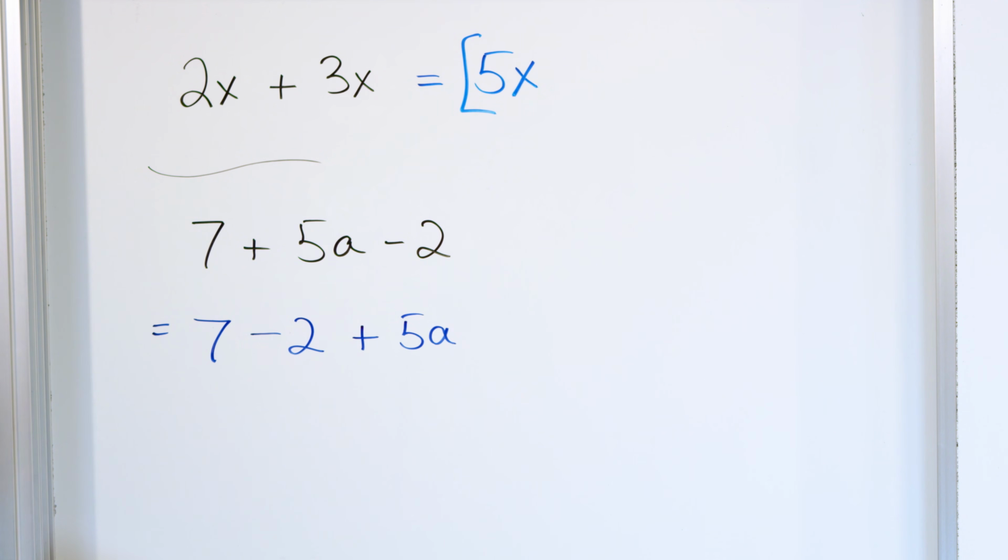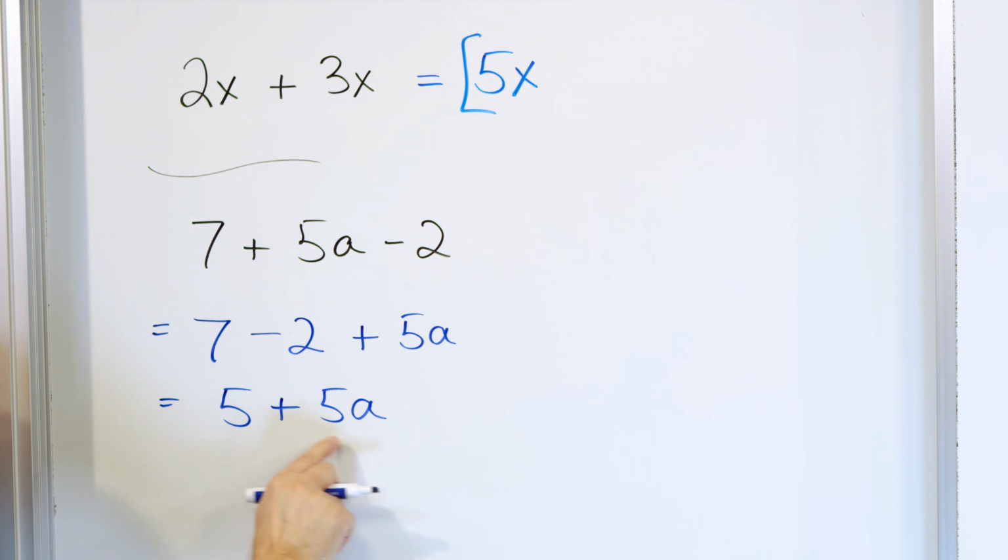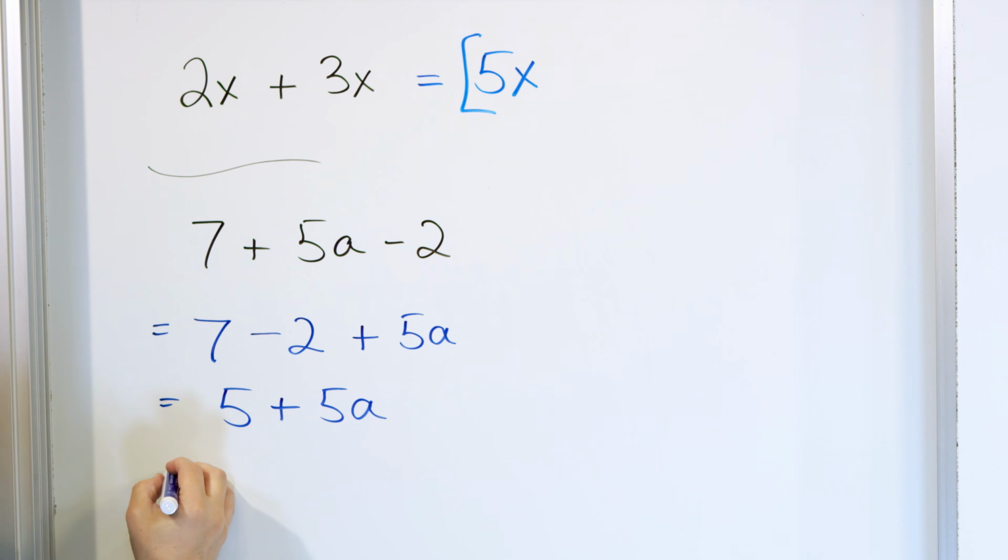Now that they're written next to each other, it's very easy for you to see that we can subtract 7 minus 2 to get 5 plus 5a. Now, you might want to add these. You might want to combine them and write 10 down or something, but you can't because this is like 5 horses plus 5 nothings, 5 buffalo or something. And it doesn't make sense and you can't combine them.